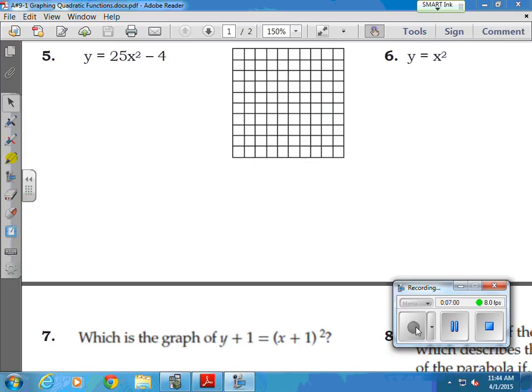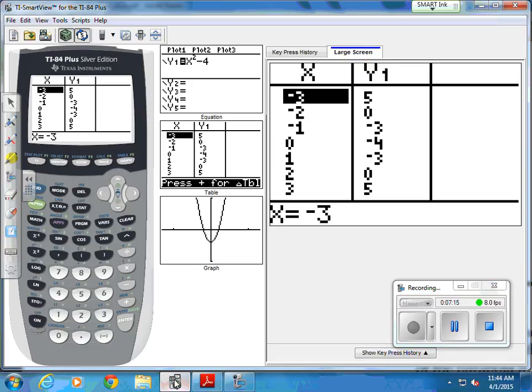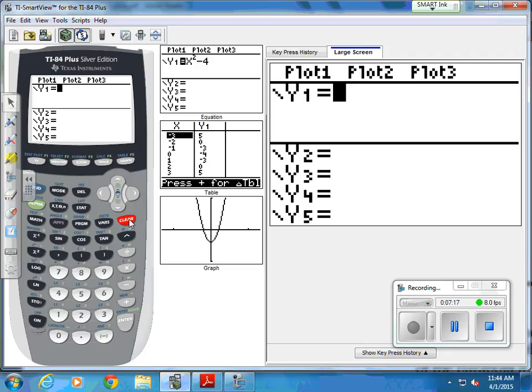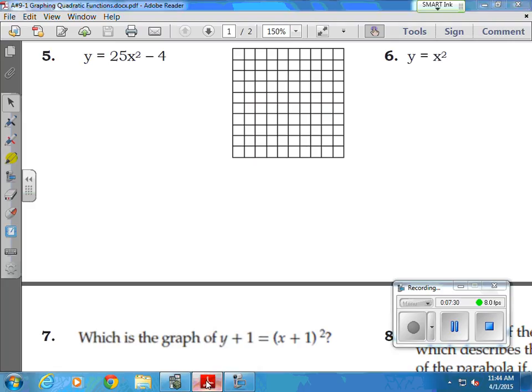Right, smaller numbers, like numbers less than 1. Half x squared, fourth x squared. Okay? So the 25x squared minus 4 is probably going to be pretty skinny. Let's put it in our calculator and see. Y equals 25 x squared minus 4.